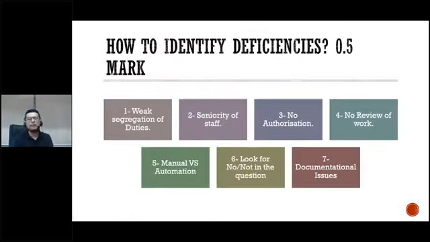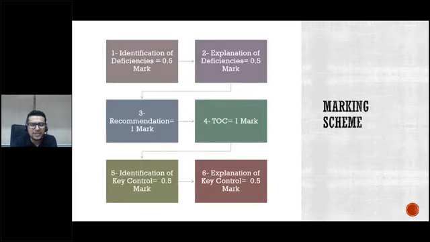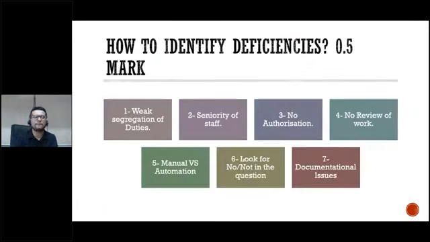Okay, we are done with the marking scheme. Let's go to the main thing, which is how to identify deficiency, how to explain the deficiency, how to write recommendation, how to come up with a test of control, how to identify key control. Now we need to learn these 6 boxes. We need to learn how to identify deficiency. We need to learn how to explain the deficiency. So let's go to the first thing, how to identify deficiency.